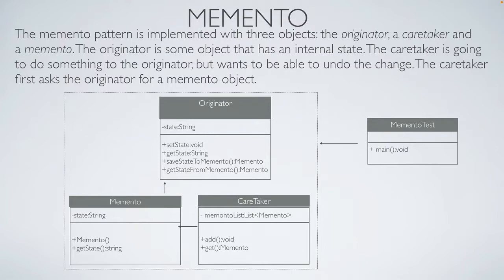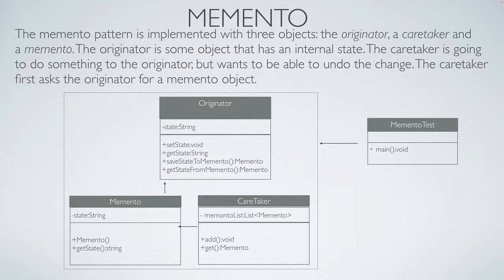To talk about the Memento design pattern. The Memento design pattern is implemented with three objects: the originator, a caretaker, and a memento. The originator is some object that has an internal state. The caretaker is going to do something to the originator, but wants to be able to undo the changes. The caretaker first asks the originator for a memento object.